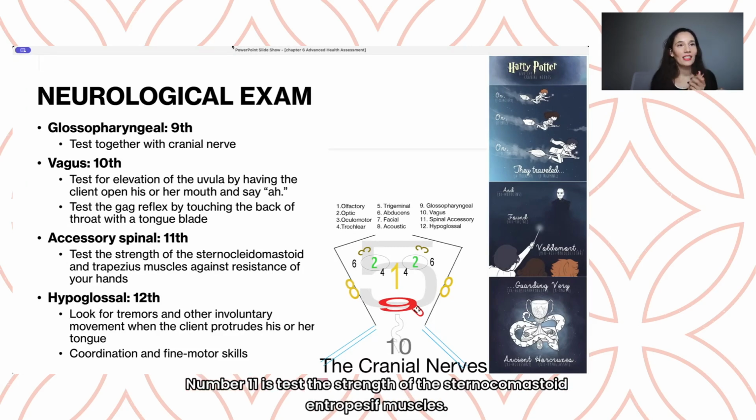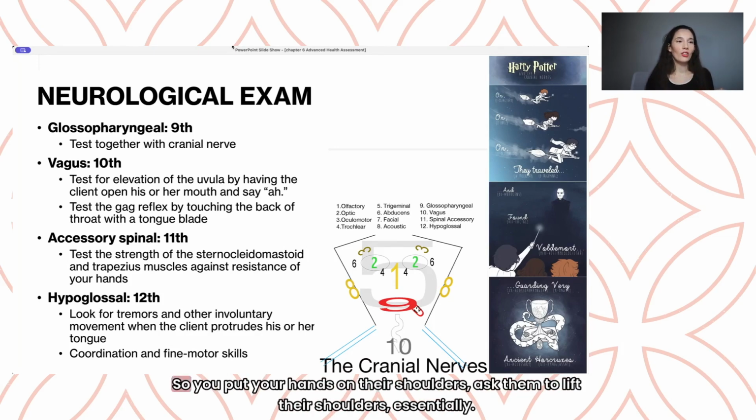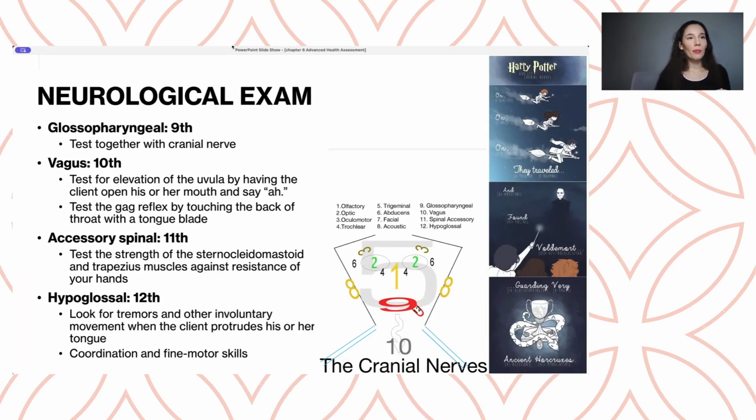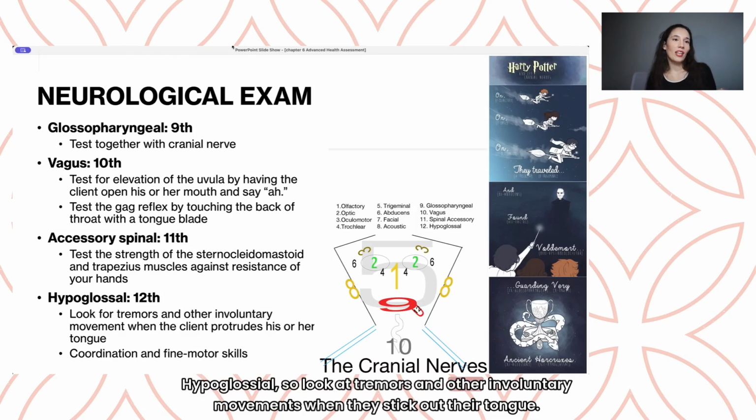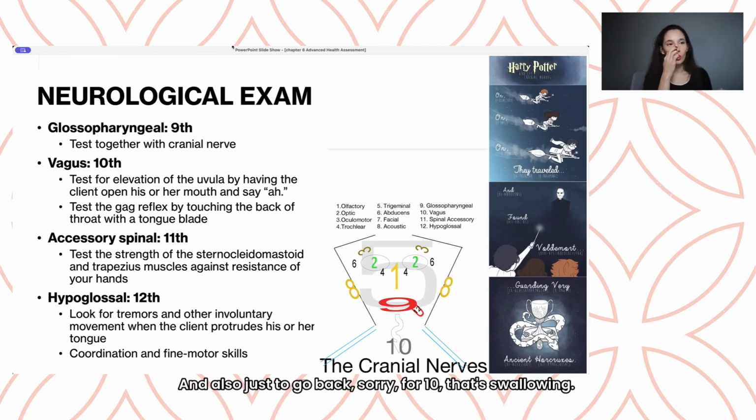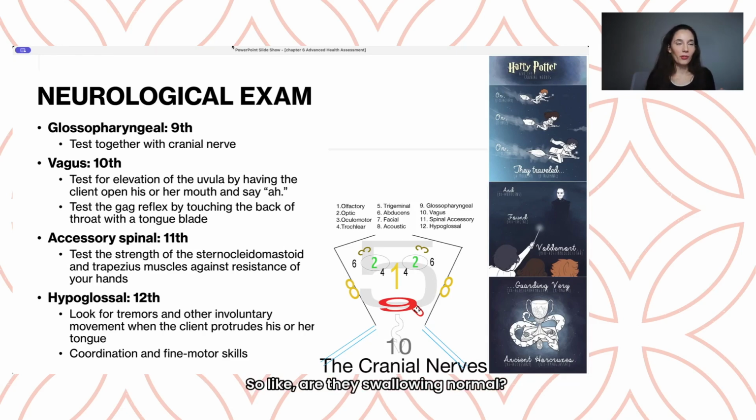Number 11 is testing the strength of the sternocleidomastoid and trapezius muscles. So you put your hands on their shoulders and ask them to lift their shoulders, essentially. Hypoglossal, so look for tremors and other involuntary movements when they stick out their tongue. And also, just to go back, for 10, that's swallowing. Are they swallowing normally?